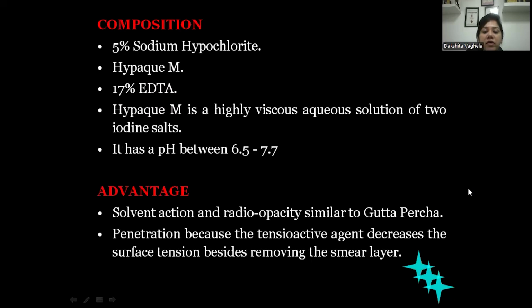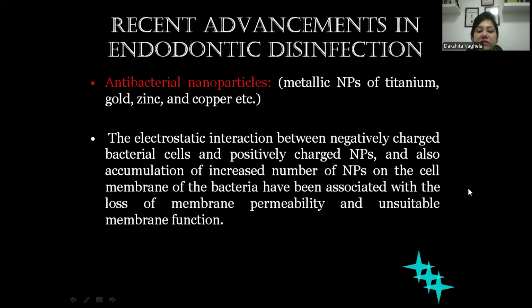Now, there have been some recent advances in endodontic disinfection, like the antibacterial nanoparticles. Nanoparticles are basically everything in the range of 10 raised to power minus 9, right? That is like metallic nanoparticles of titanium, gold, silver, copper, zinc. They have been incorporated as antimicrobial agents. The electrostatic interaction between negatively charged bacterial cells and positively charged nanoparticles, and accumulation of an increased number of nanoparticles on the cell membrane of the bacteria, have been associated with loss of membrane permeability and unsuitable membrane function. So they are able to kill the bacteria by that.